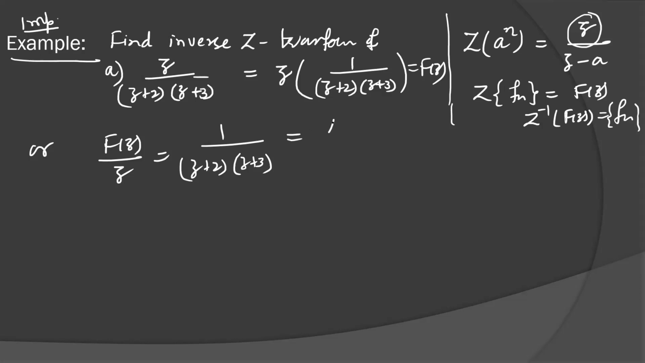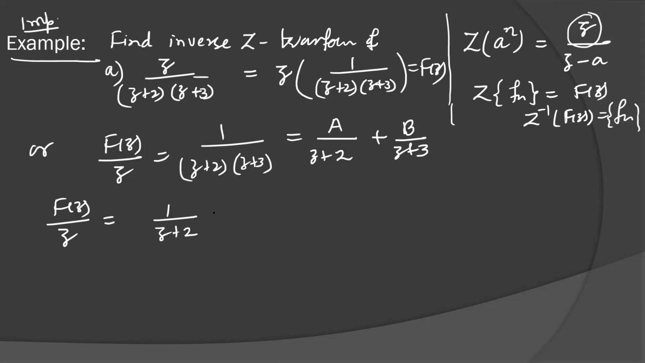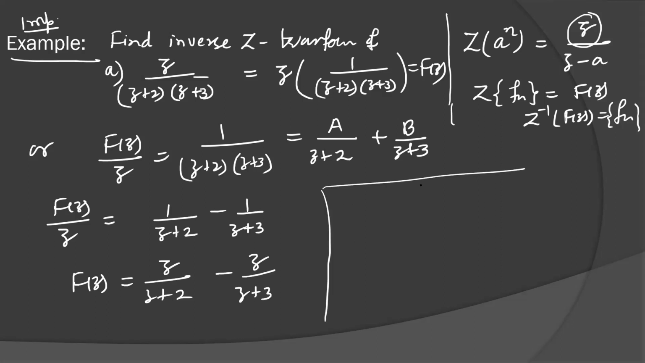Now break the partial fraction of the remaining factors, A over (z + 2) plus B over (z + 3). So it will be F(z)/z equal to, if you break the partial fraction, 1 over (z + 2) minus 1 over (z + 3). I am giving you this as an assignment. This is a very simple partial fraction. Now you send z to the right-hand side, it will become z over (z + 2) minus z over (z + 3). This is a very good trick, an important trick.